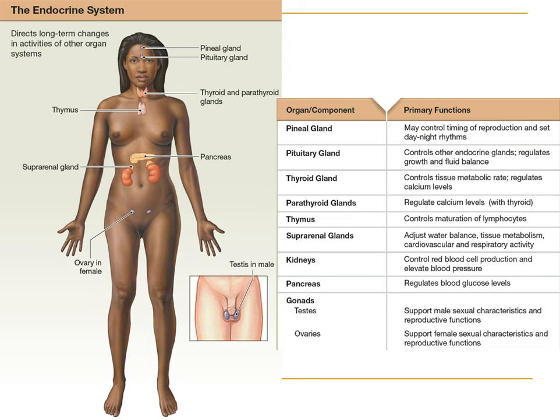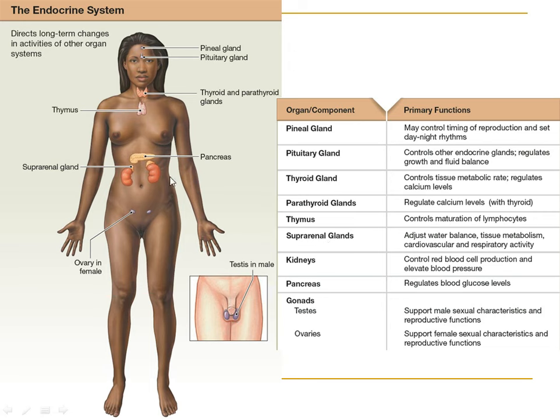And the next one is the pituitary gland. It is the master gland of our body that regulates almost all the glands present in our body. And the next one is the thyroid gland. This thyroid gland controls tissue metabolism and also regulates the calcium level present in the body. The next one is the parathyroid gland, that also has a role in regulating the calcium level along with the secretions from the thyroid gland. The thymus is the site for the maturation of lymphocytes.